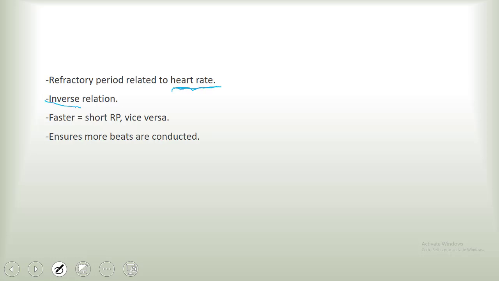Another really important concept is that the refractory period is actually related to the heart rate. This is an inverse relation, meaning the faster the heart rate, the shorter the refractory period will be, and the slower the heart rate, the longer the refractory period will be. Now this ensures that more beats are conducted when the heart rate is fast, and the impulses will not reach the bundle branches while they are in the refractory period.